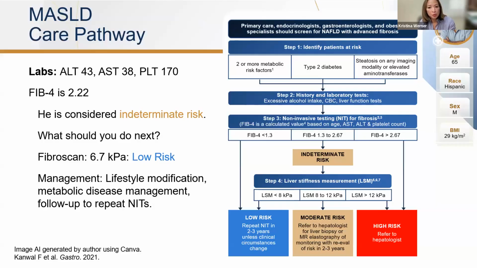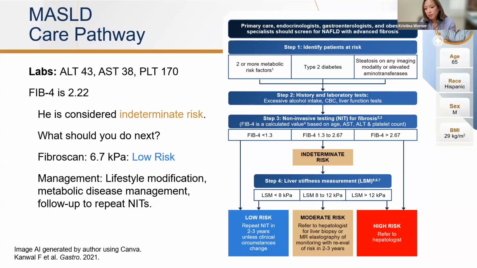2 or more metabolic risk factors, type 2 diabetes, and steatosis on any imaging modality or elevated aminotransferases. Then we'll need to go to step 2, which is taking history and laboratory tests. So exclude excessive use of alcohol and check for CBC, liver function tests, and then go to step 3, which is the use of non-invasive testing or NITs to check for fibrosis.